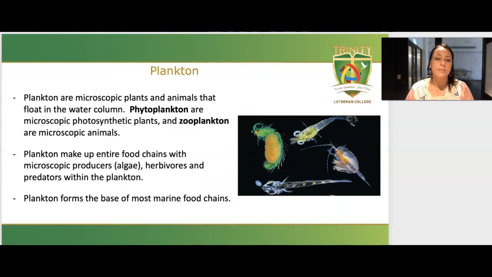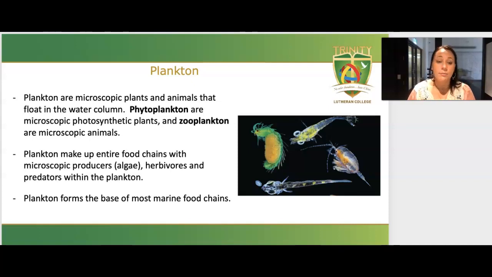What is plankton? Plankton loves to live in oceans. Plankton plays an enormous part in all food chains and in sustaining life on Earth. They're microscopic plants and animals, and they float around in the water column. Phytoplankton are the producers. They are little tiny microscopic photosynthetic plants, and zooplankton are the microscopic animals. There are entire food chains and food webs just on this microscopic level amongst the plankton. It's a whole drama going on down there.